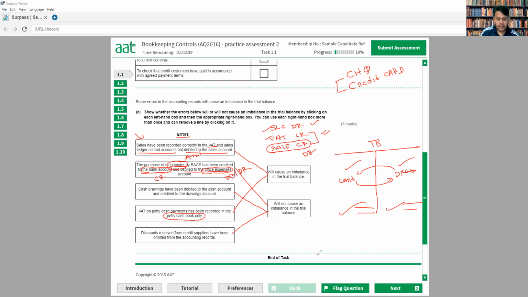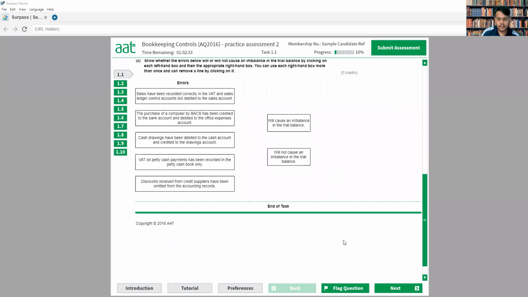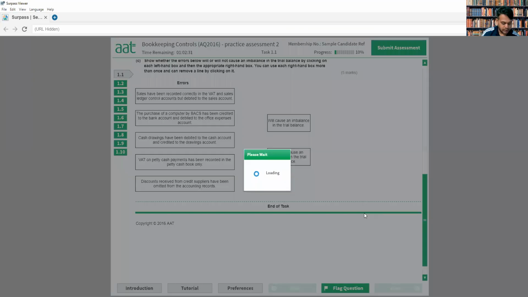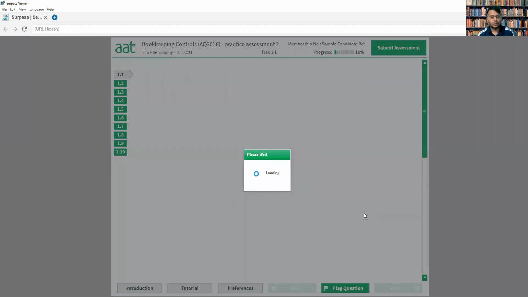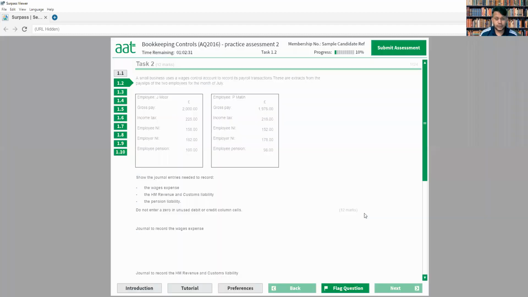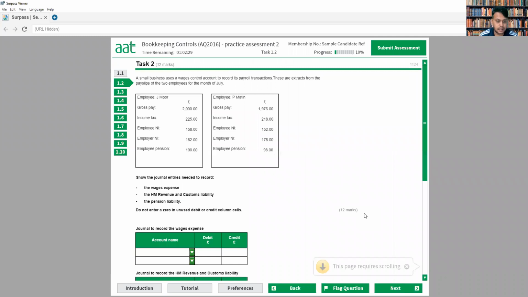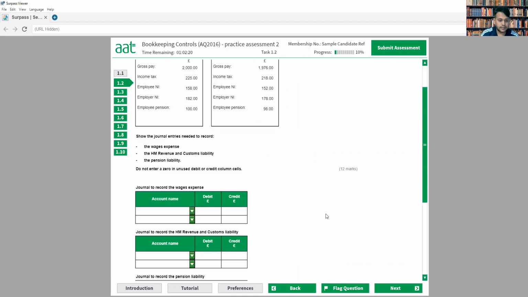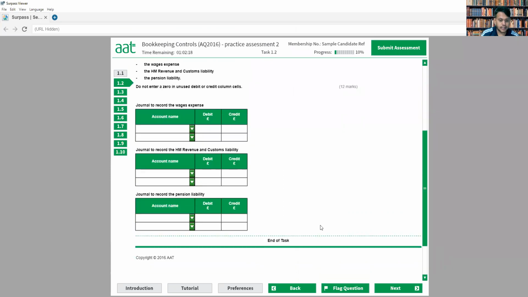So that's it for our question number 1. So let's move to question number 2. And let's have a look at what you have there. Now task 2 is here from our payroll journal, and we have to remember the journal. So you have 3 journals, the question is asking here.